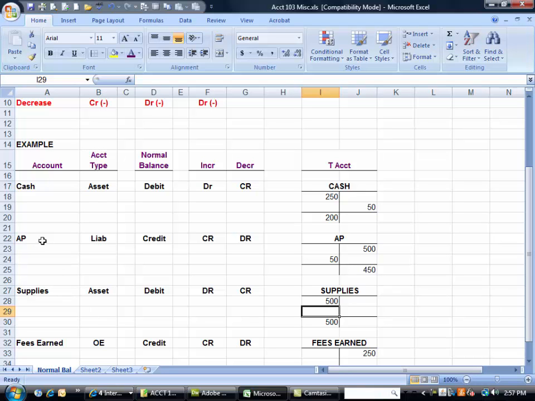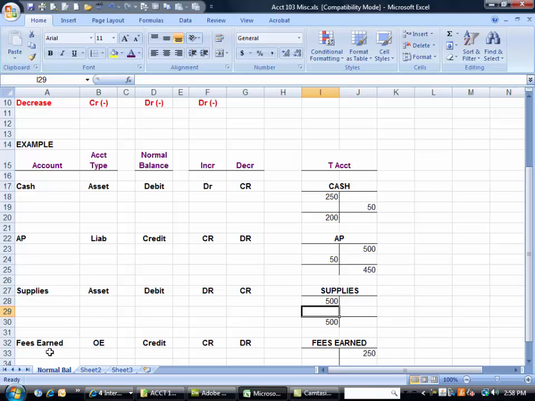AP, what's my account type? It's a liability. It sits on the right side of the accounting equation. Normal balance is a credit, so the increase is a credit and the decrease is the debit. Let's look at supplies. Right now, in baby accounting land, which is what we're in, supplies are considered assets. They sit on our books as a normal debit balance. A debit increases it and a credit decreases it.